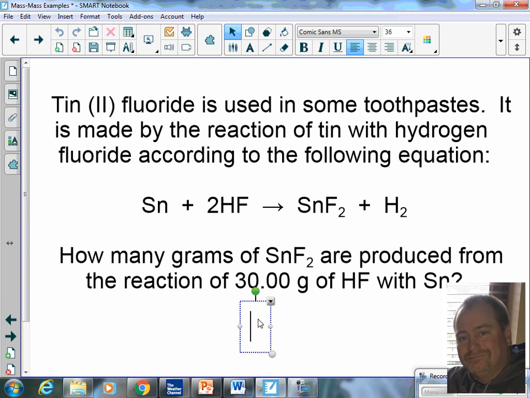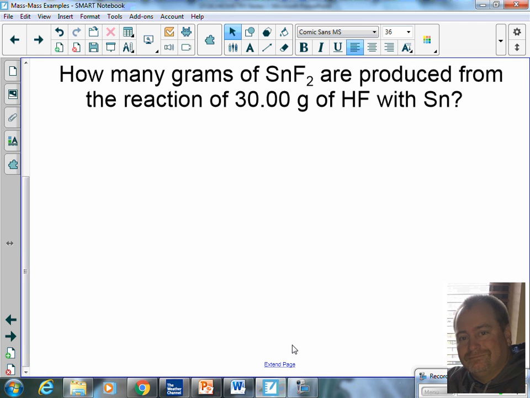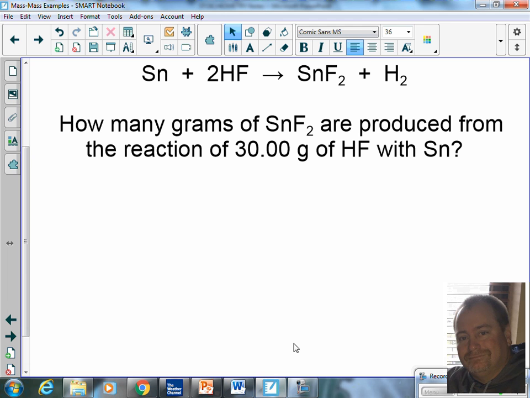So, basically here's the heart of the equation. Step number 1 told me to write the equation. Step number 2 told me to balance it. Now, I didn't have to predict anything because it was given to me. Did I have to balance anything? No. I checked and this is a balanced chemical equation.